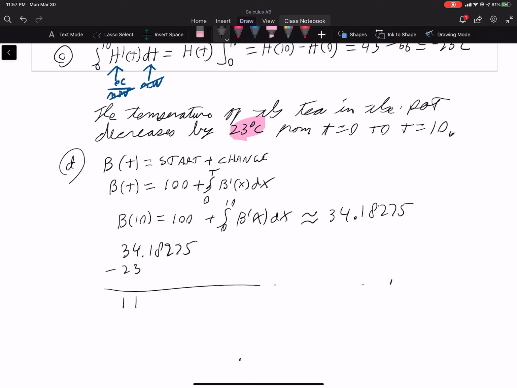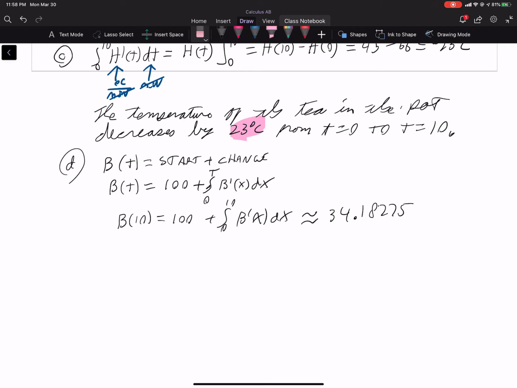What am I doing? My H of 10 was negative. No. Sorry, guys. I'm not even thinking, I'm just doing. So let me actually think here.